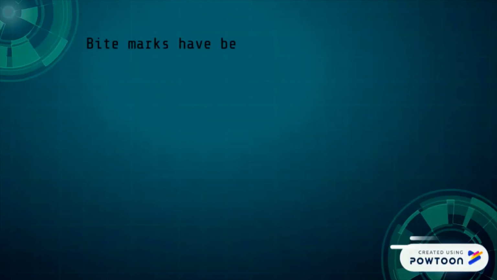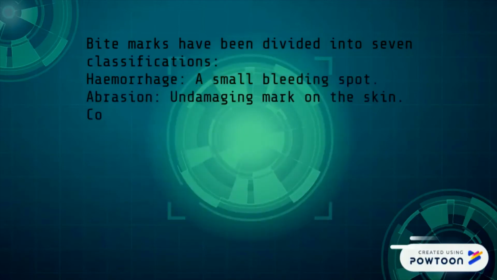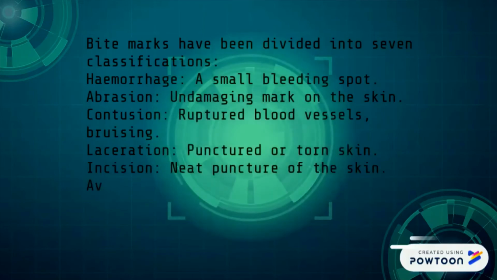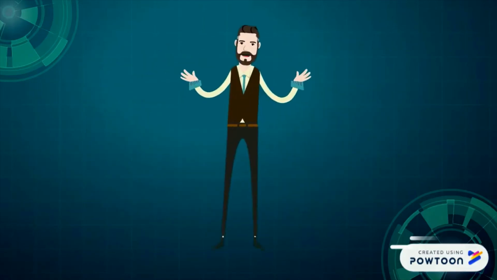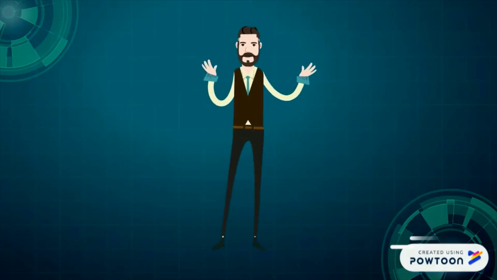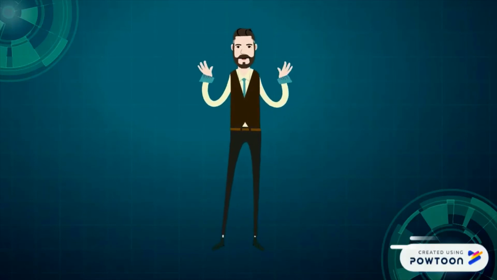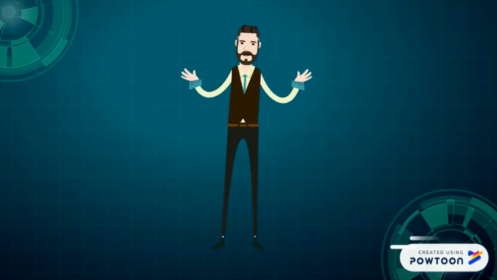Bite marks have been divided into 7 classifications: hemorrhage, abrasion, contusion, laceration, incision, avulsion, and artifact. Bite marks may be found on the flesh of victims of a violent attack, particularly on the stomach, breasts, or buttocks. Alternatively, they may be found on the suspect, left by the victim during self-defense.